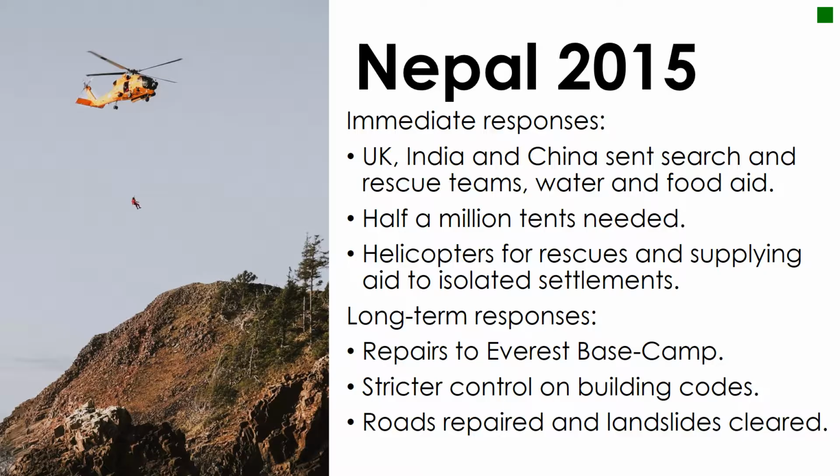In the long-term responses, repairs were made to Everest Base Camp to boost tourism in the area and new trekking pathways were created. There was a much stricter control on building codes so that if a future earthquake was to strike the area, they would stand more of a chance of not collapsing. And roads were repaired, landslides cleared, and any blockages to rivers cleared to avoid the threat of flooding.